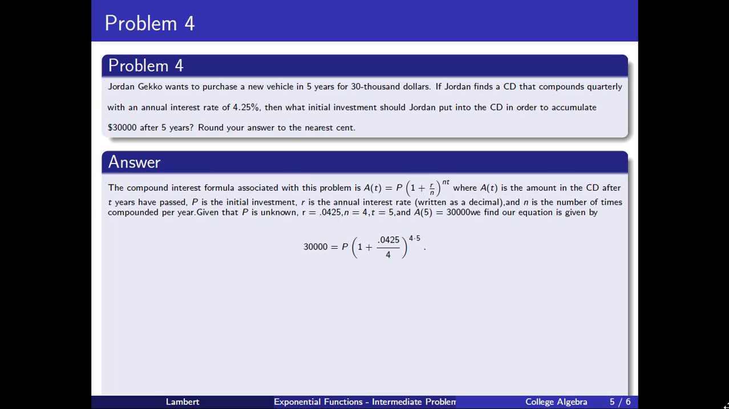So now we could set up our equation, right? And we're looking for P. So what do we have to do at the end of the day? Well, that whole thing on the right-hand side is just some number. And we're going to have to divide by that number.